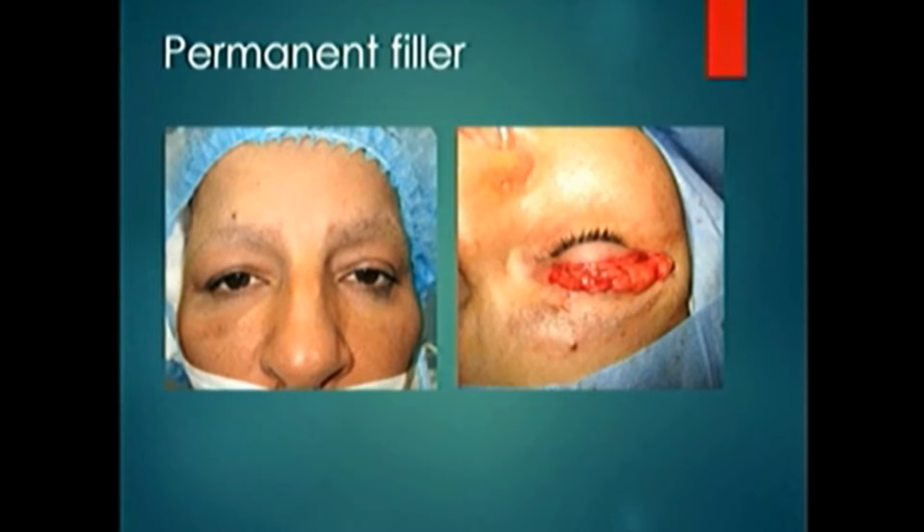This is one of the things that I really stress in history, because this patient had a permanent filler injection and came for blepharoplasty. If you don't dig in history and recognize that she had a permanent filler, and you know that permanent filler can migrate, this patient had a filler injected in the malar area and it migrated to the upper lid. So if you don't dig in history and know what really exactly happened, you will get in trouble.